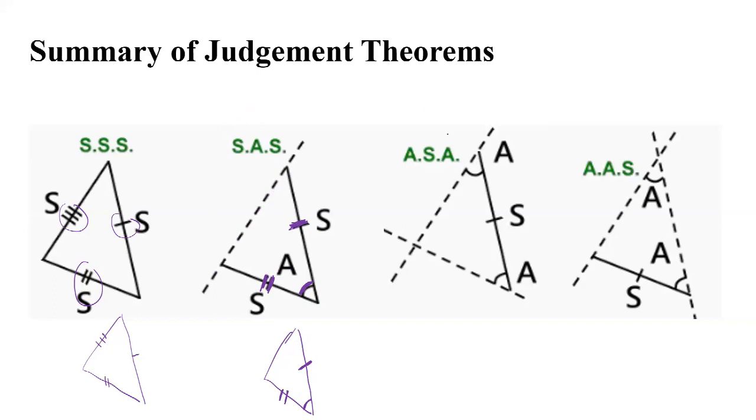Next judgment theorem states that if two angles and the side between them in one triangle are congruent to the corresponding parts in another triangle, then the triangles are congruent. For example, if I have another triangle here, this angle equals this angle here, and this angle here equals this angle here, and the side between them is equal to the side between these two angles, then I can say these two triangles are congruent, right? And this is called ASA because A is here, S is between the two angles, and then followed by another angle. So this is why it's called ASA, right?